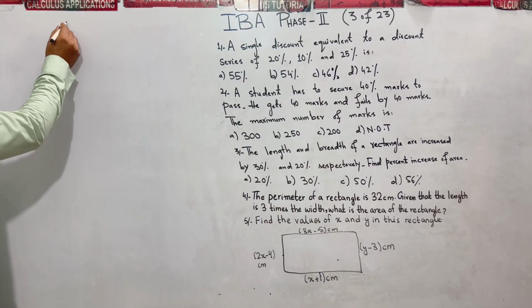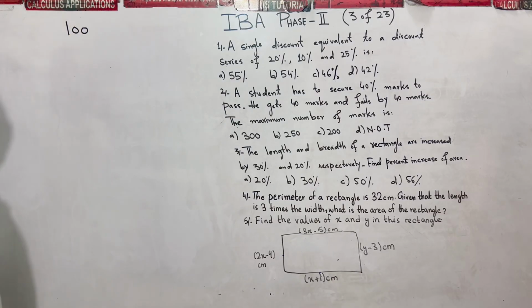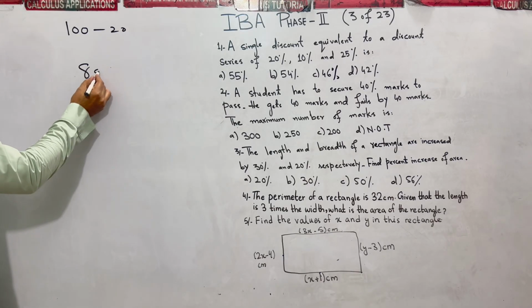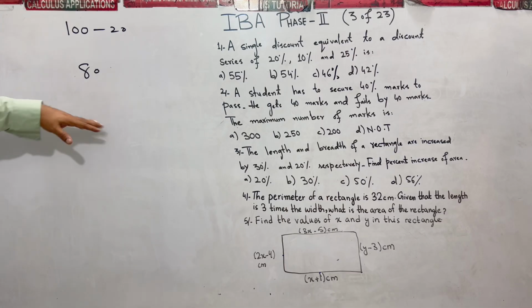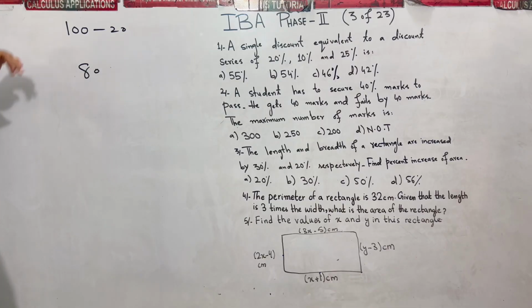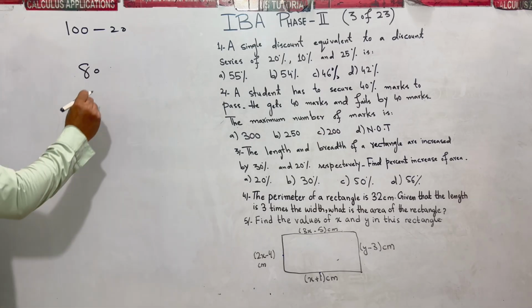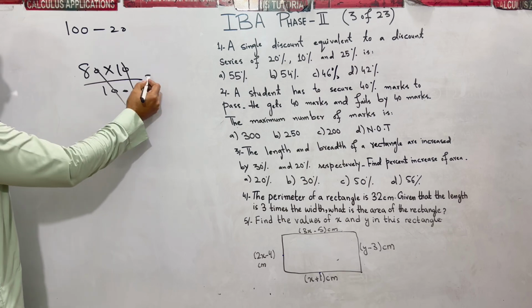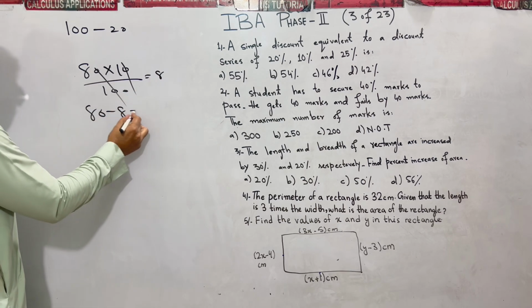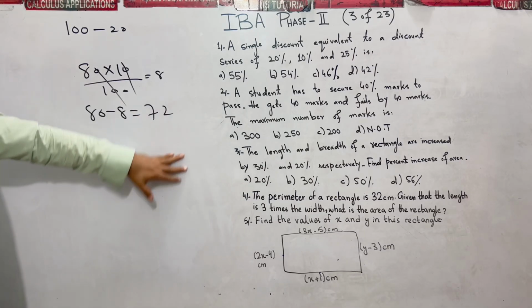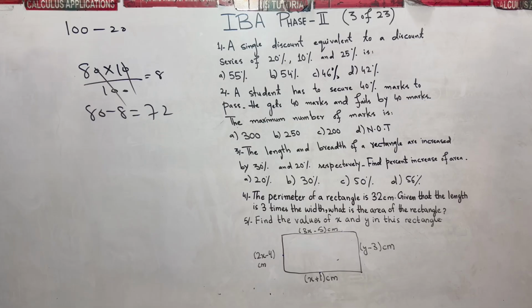Let's see. In case of percentage, total is 100. First discount is of 20. Discount means minus. After the first discount, we have arrived at 80%. Second, we have to give 10% on 80, rather than simply subtracting from 100. What is 10% of 80? Cancel out, that's 8. 80 minus 8 is equal to 72. After the second discount, we have arrived at 72% that we have to pay.